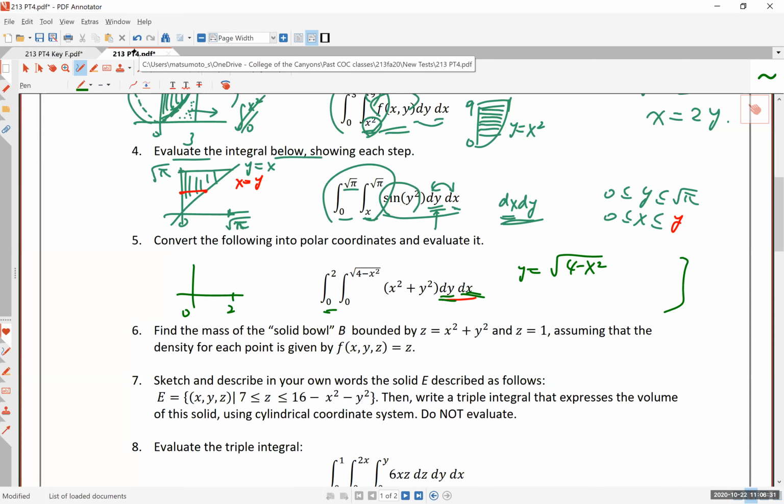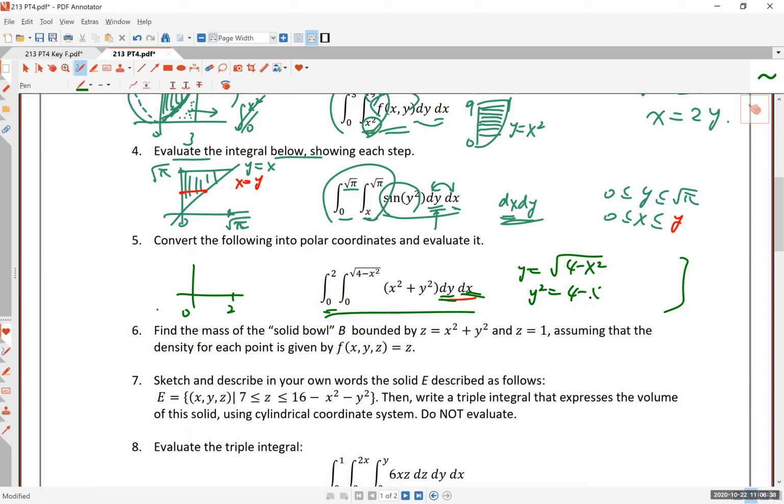But again, as soon as I see this, I would be drawing a picture like this, and then I would be squaring this. And you say, oh yeah, that's x squared plus y squared is equal to 4. And that's the circle. But since x only goes from 0 to 2, and of course, y only goes from 0 to this, so it has to be just this region.